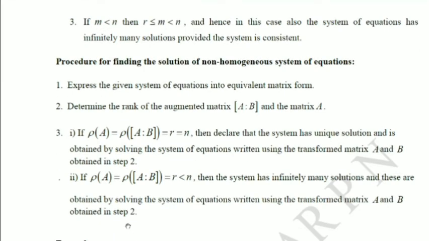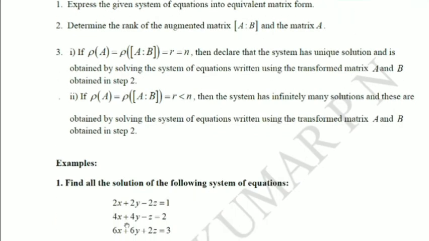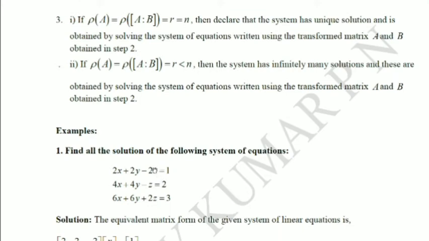Alright, let us see some examples. Find all the solutions of the following system of equations. Remember, this is non-homogeneous because the constants are non-zero. So this is how you identify homogeneous and non-homogeneous. If one of the constants is non-zero, then you can declare that the system is a non-homogeneous system of linear equations.